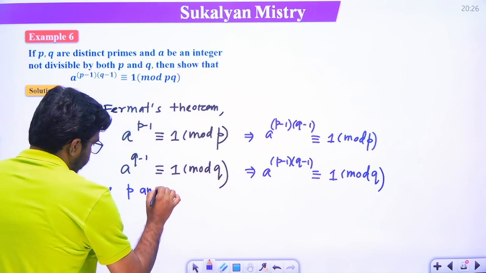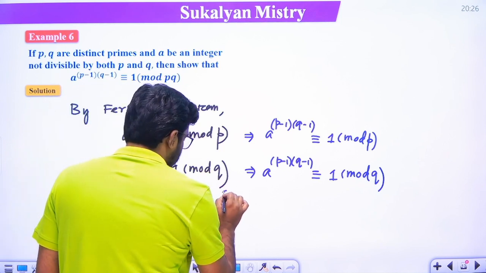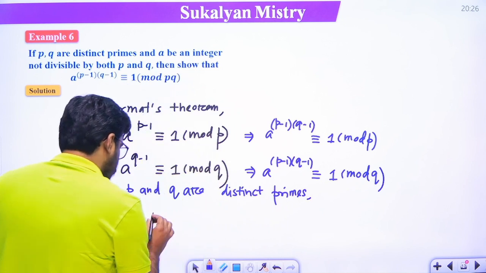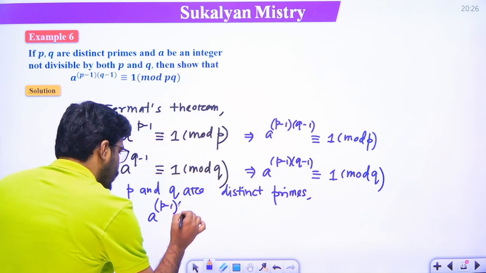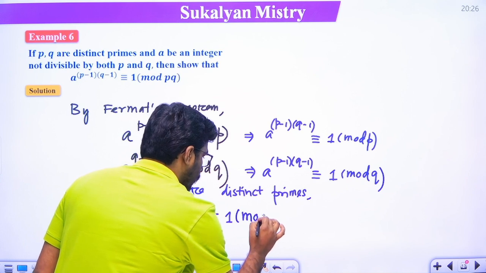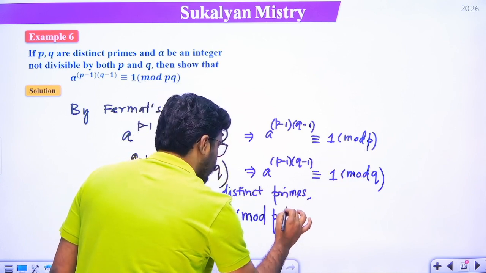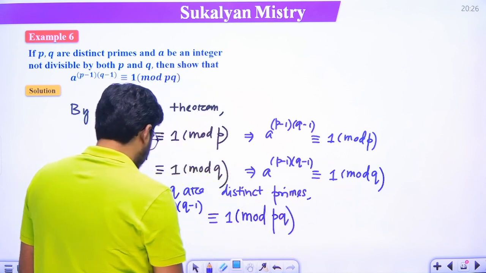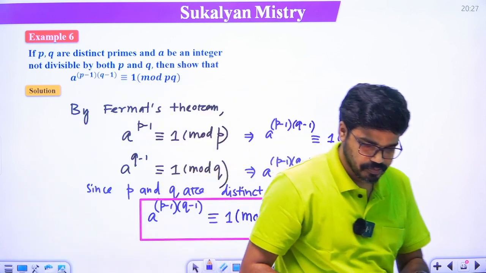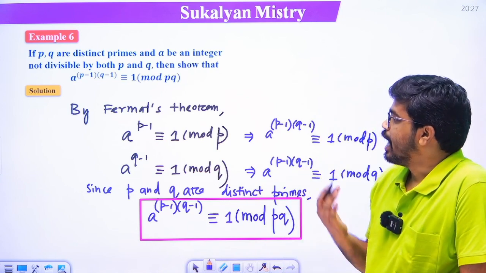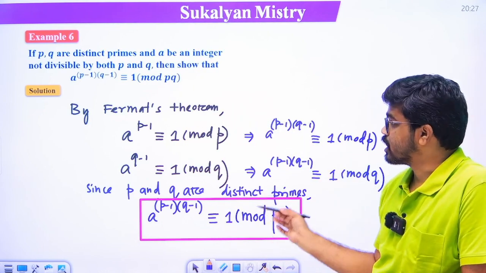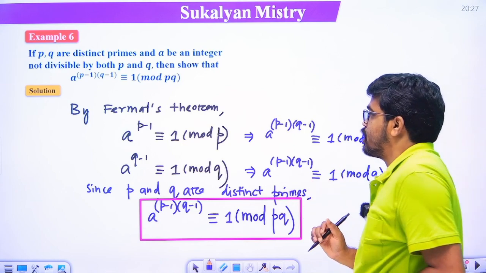Since p and q are distinct primes, a to the power p minus 1 into q minus 1 is congruent to 1 modulo p and modulo q, multiplication, that is 1 modulo pq. So we prove this. So if p and q are distinct primes and a is an integer not divisible by both p and q, then a to the power p minus 1 into q minus 1 is congruent to 1 modulo pq.